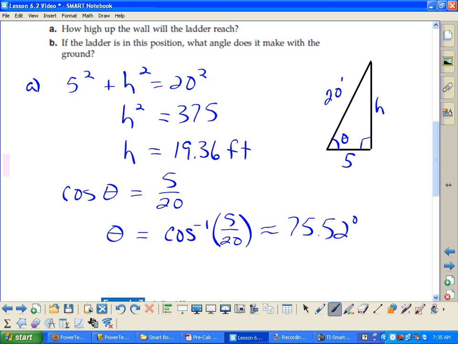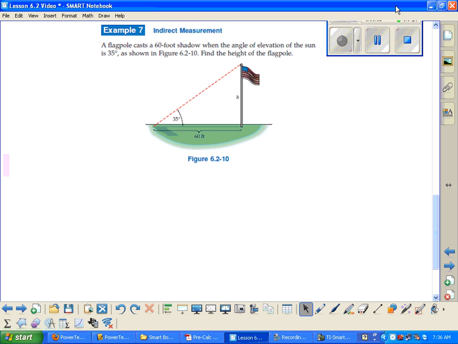And like I said, once again, don't forget your units when you're doing these problems. Okay, we're going to look at example 7. This is an indirect measurement problem. It says, a flagpole casts a 60-foot shadow when the angle of elevation of the sun is 35 degrees, as shown in the figure. Find the height of the flagpole.